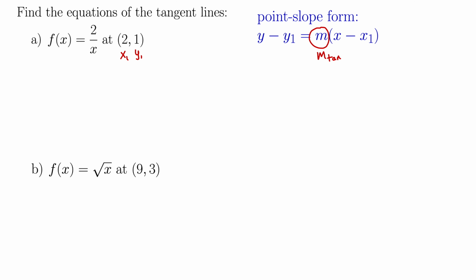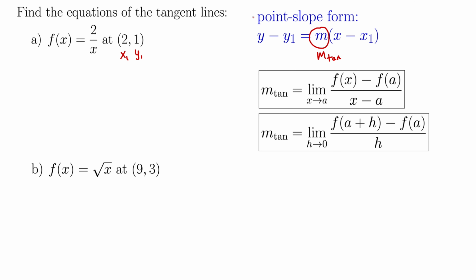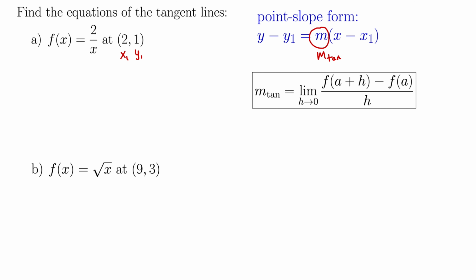And there's a formula for that. Actually, we have two formulas for that. We have the x minus a version and the h version. Let's stick with the h version for these kinds of exercises, though both would do the trick. The h just seems a little more direct for this particular application. So the slope of the tangent line is given by the limit as h goes to 0 of f of a plus h minus f of a all over h. And this is for the slope of a tangent line at a point a, x equals a.